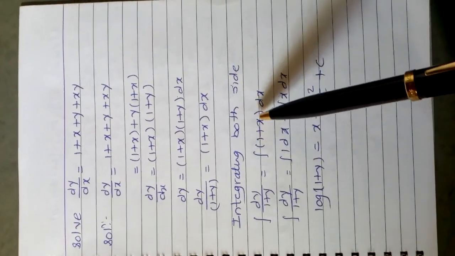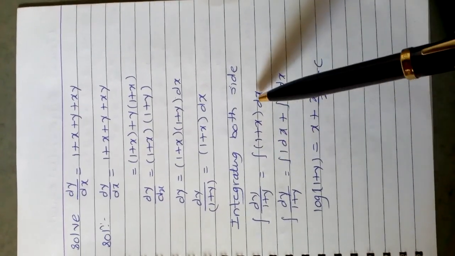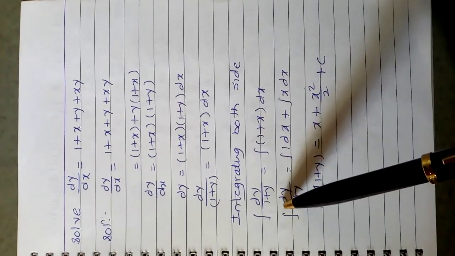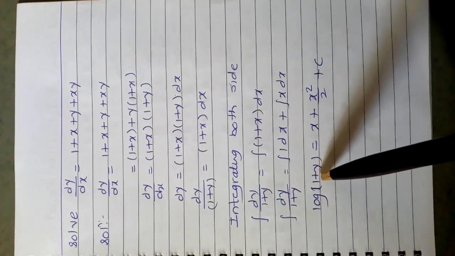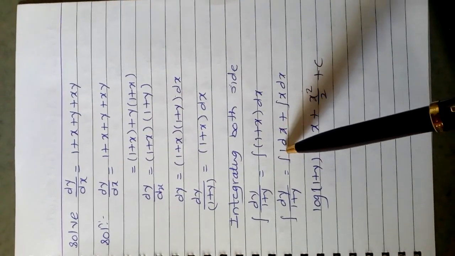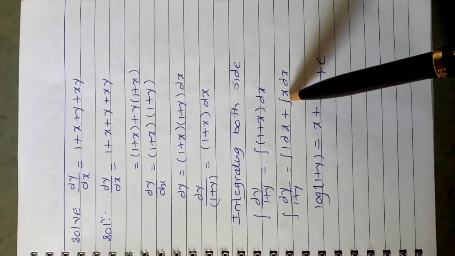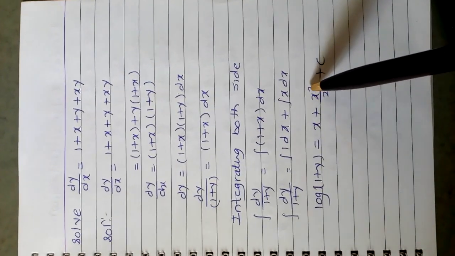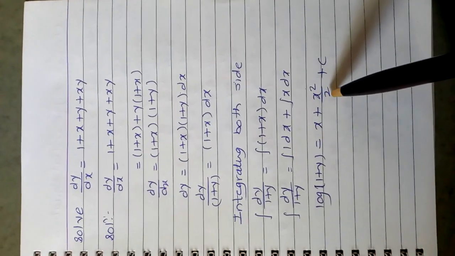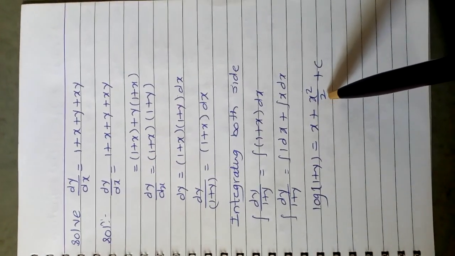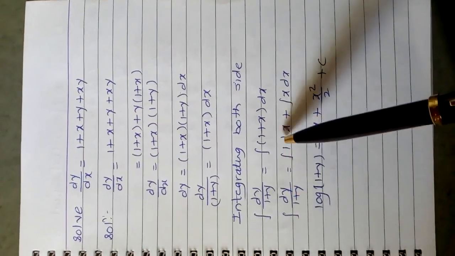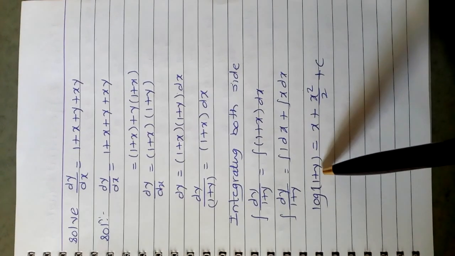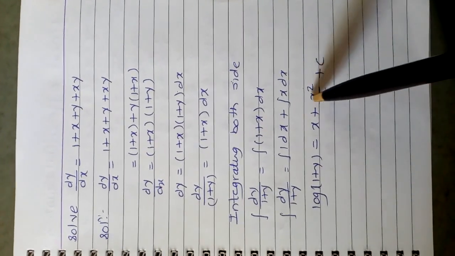Here we can separate the integration into both terms, that is integration of 1 with respect to x plus integration of x with respect to x. Then integration of 1 upon a function is the log of the function, that is log of (1 + y), equals integration of 1 is x, plus here we apply the formula of integration of x raised to n. Here n is 1, therefore x raised to n + 1, that is 1 + 1, that is 2, divided by n + 1, that is 1 + 1, 2, plus the constant of all these integrations we write here, plus c. Therefore the final answer is log of (1 + y) equals x + x²/2 + c.